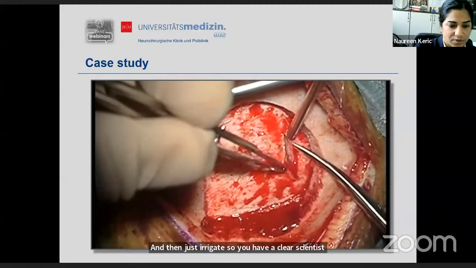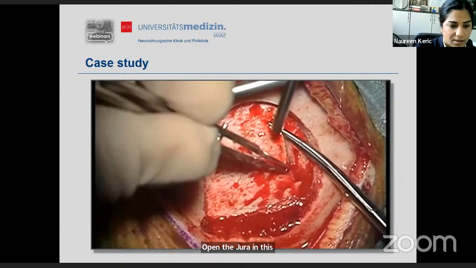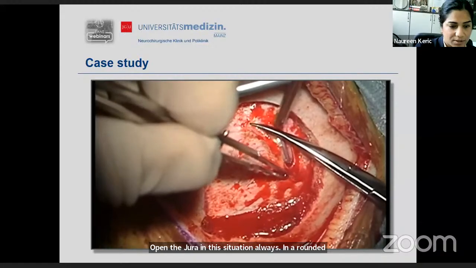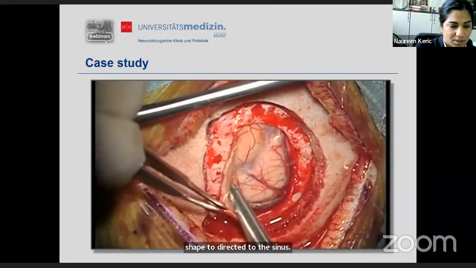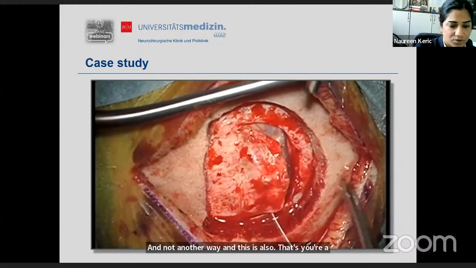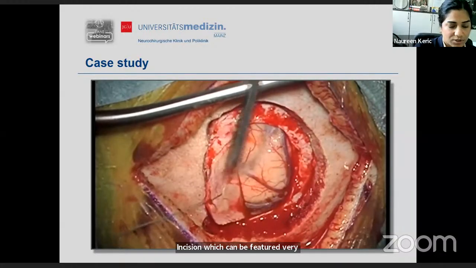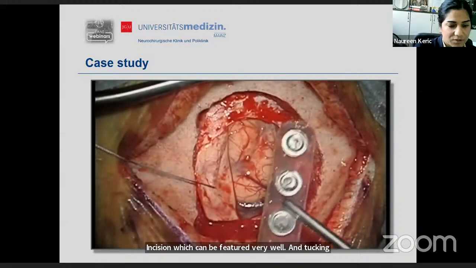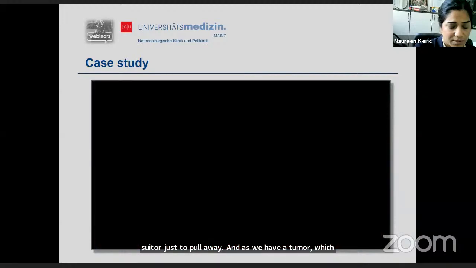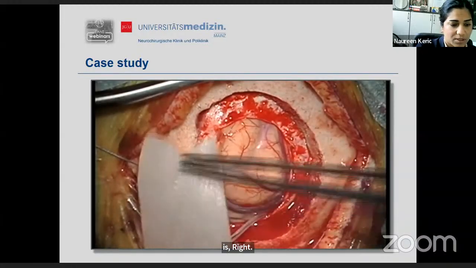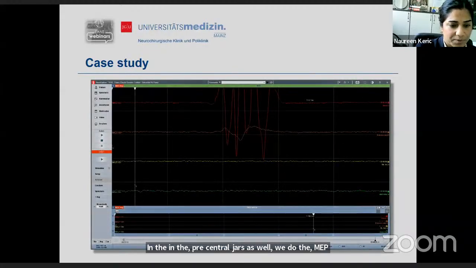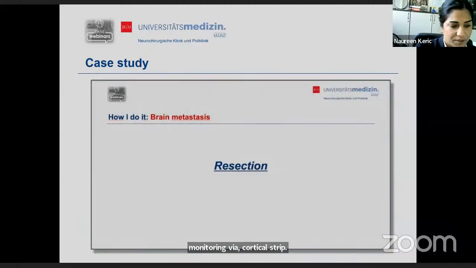Open the dura in this situation always in a rounded shape directed to the sinus and not another way. And this is also a dura incision which can be sutured very well. A tucking suture just to pull it away. And as we have a tumor which is in the precentral gyrus as well, we do the MEP monitoring via cortical strip. So we have a safety here.